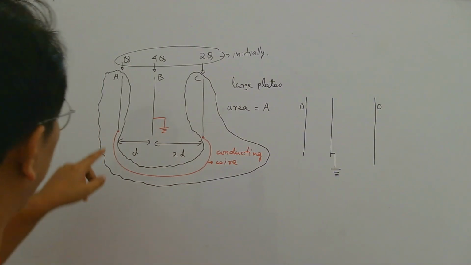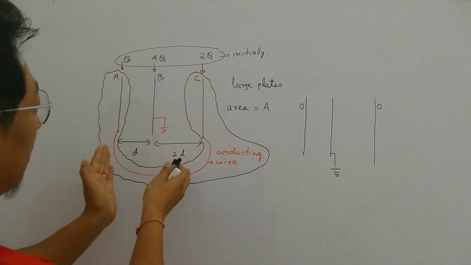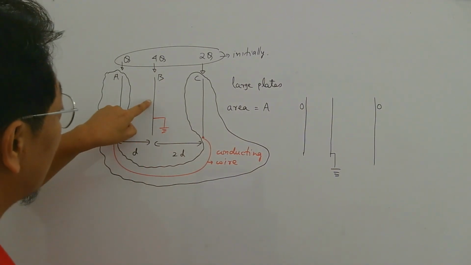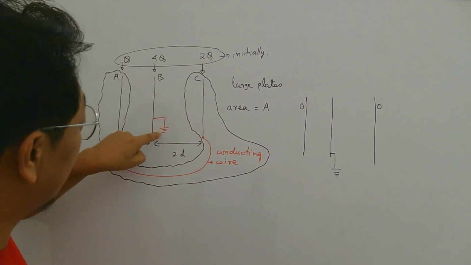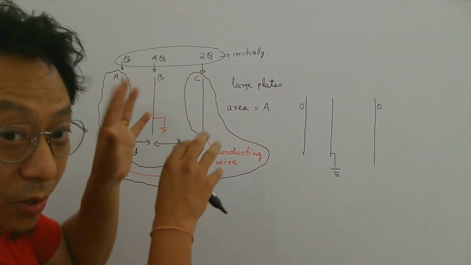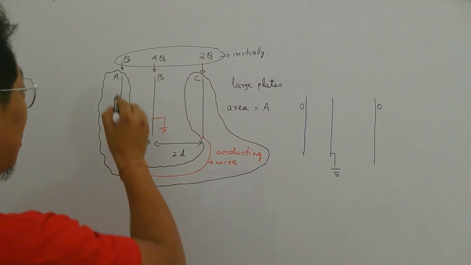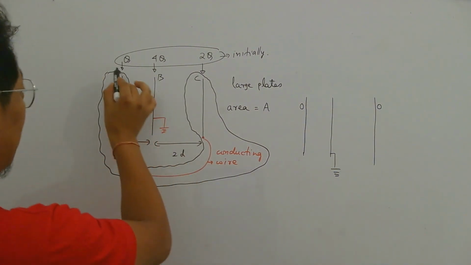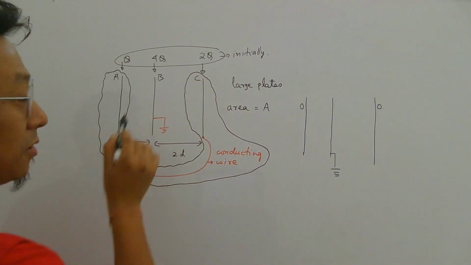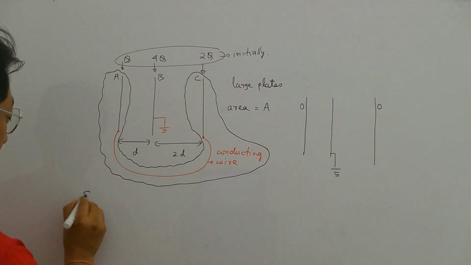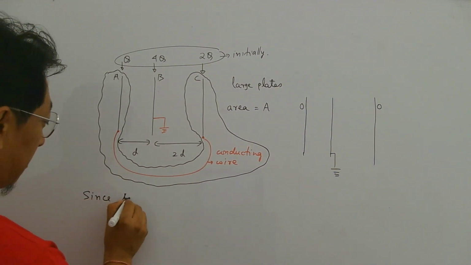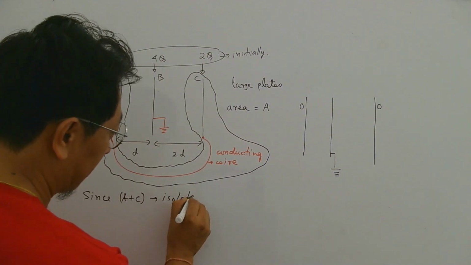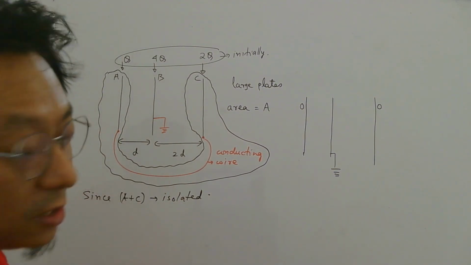Why is this isolated? Because these two together are not connected to any third object, isn't it? We cannot say this is isolated because this is connected to ground. But these two plates together are isolated. So the total charge given to these two plates must remain conserved. So since A plus C together is isolated, their total charge must be conserved.